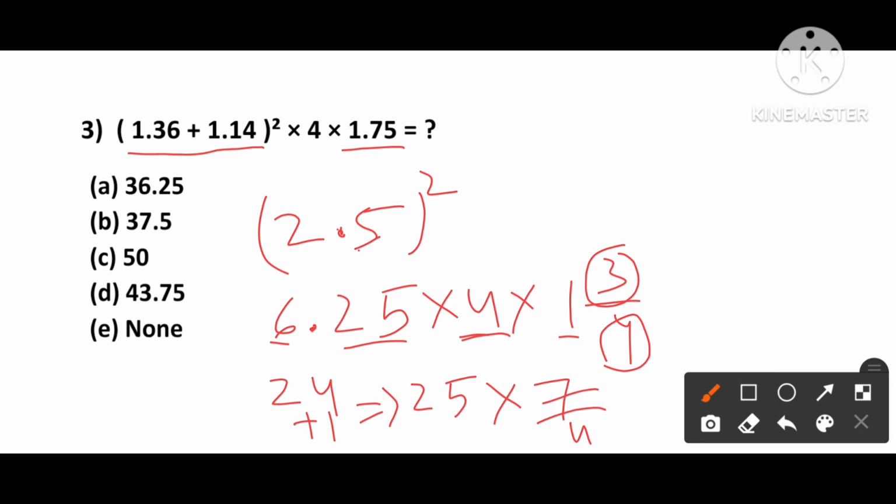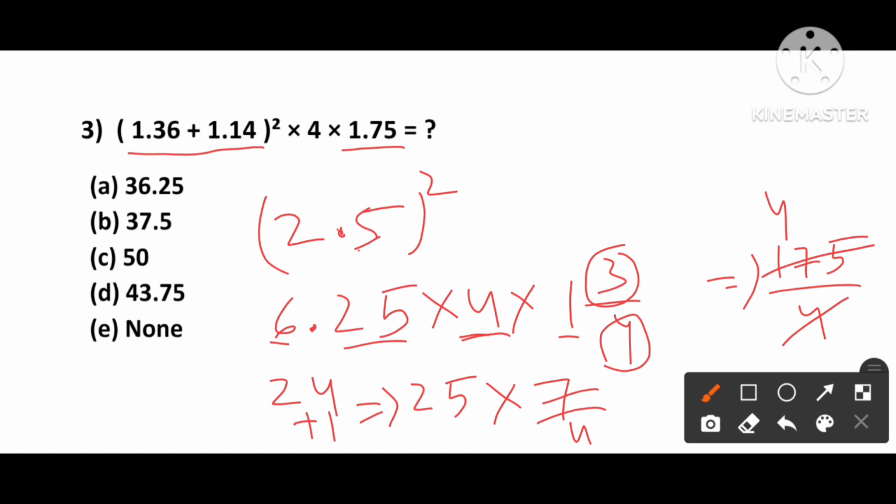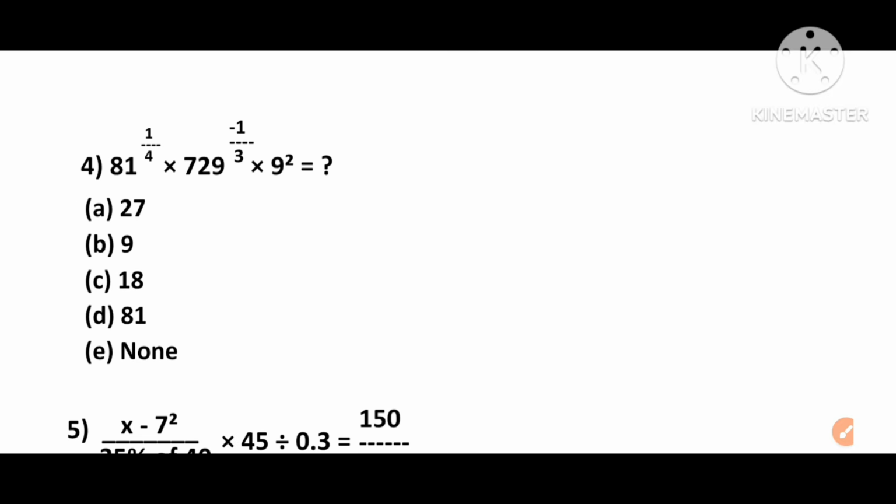So what we have is 25 into 7 by 4. 25 7 times, which will be 175 divided by 4. 4 times will be 16, and we are left with 15, which means 4 3 times will be 12. So 7 times and 5 times. So we got 43.75 as our answer. Option D is the answer for this one. Now we are moving with the next question, the fourth one.